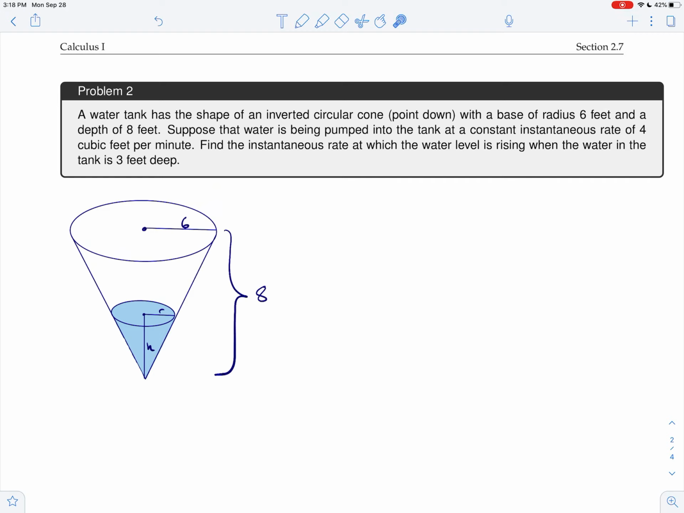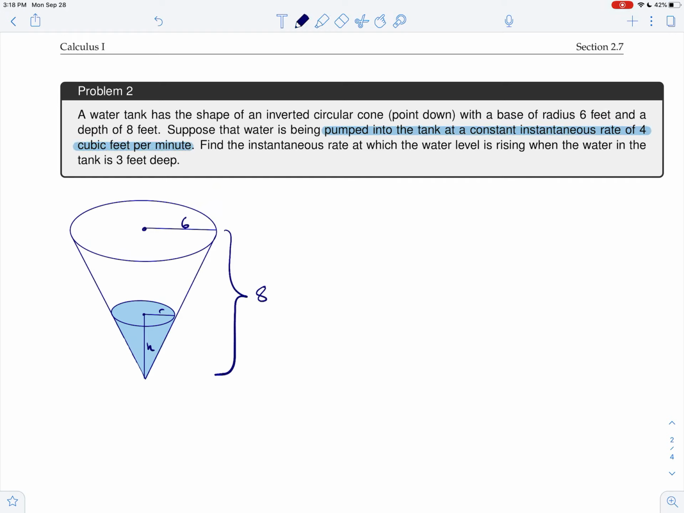Okay, and then we're pumping water into the tank at a constant instantaneous rate of 4 cubic feet per minute. That's super important, right? That's the change in the volume. The volume of water in the tank is increasing. It's changing at a constant rate of 4 cubic feet per minute. So we can go ahead and write that down. Maybe we'll highlight that. Yeah, water's being pumped into the tank at 4 cubic feet per minute.